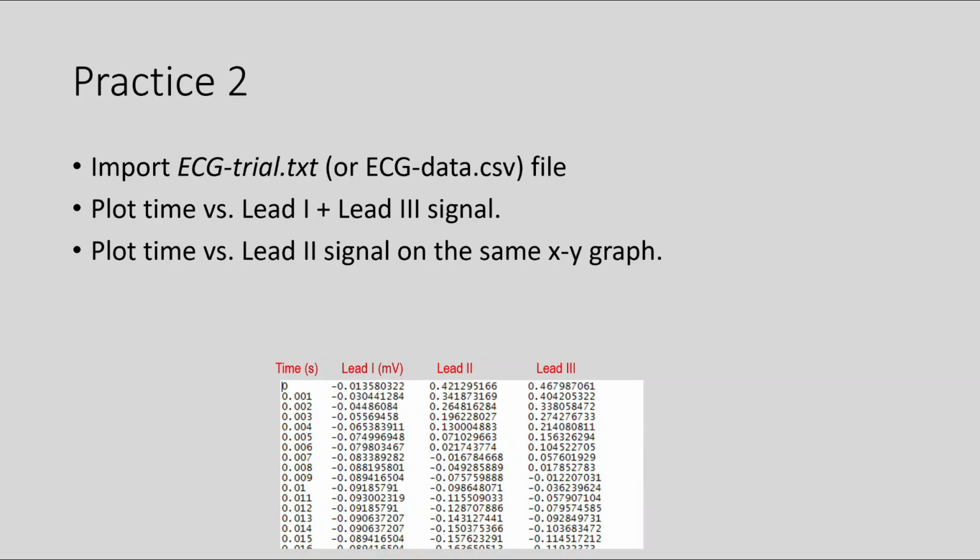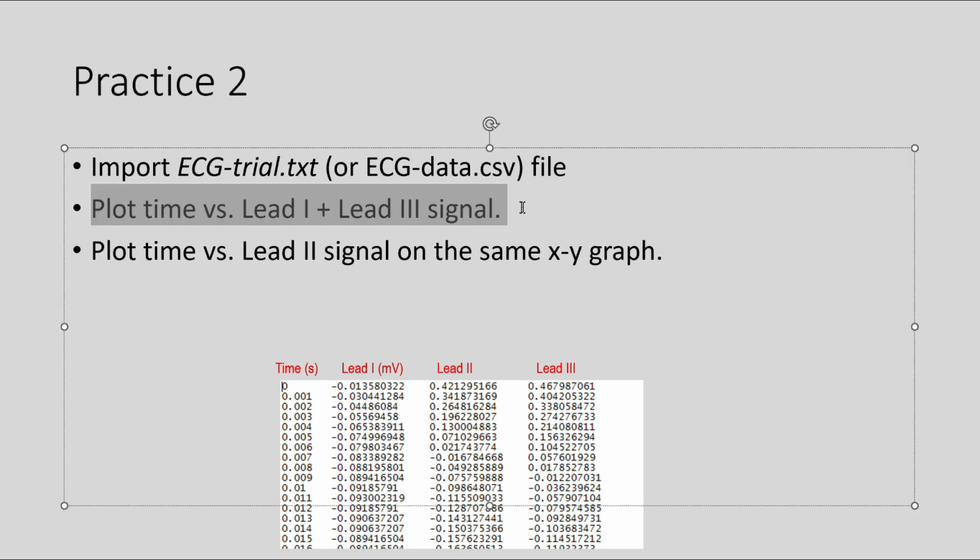Practice 2. We are going to use the same file, but this time it is more about how we manipulate the read file. So let's make a plot, time versus channel 1 plus channel 3 signal. So this is lead 1, lead 3. When you measure the ECG, instead of channel, we use the word lead.